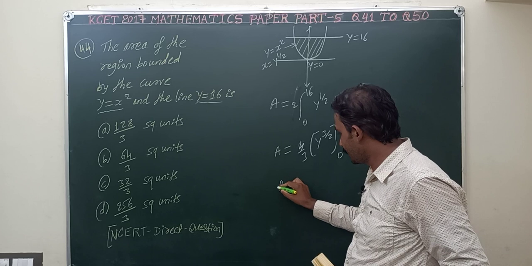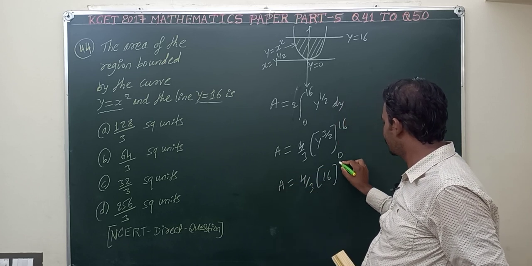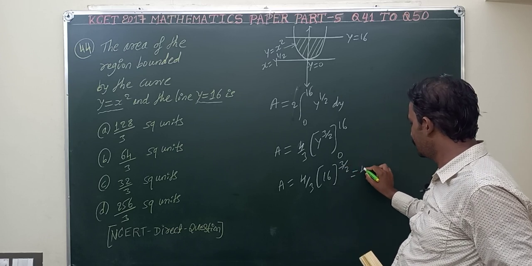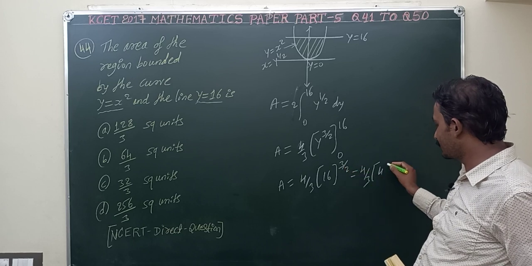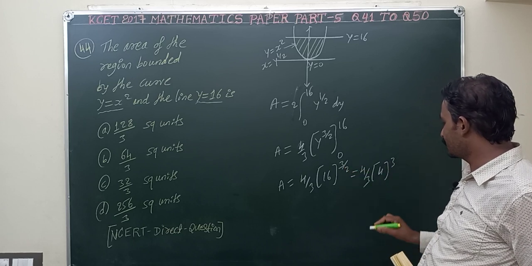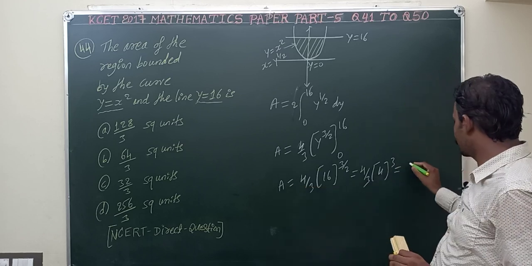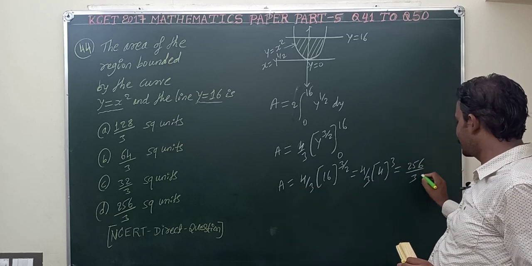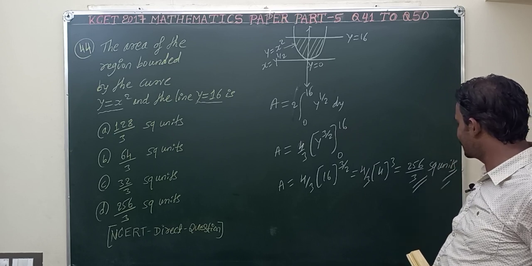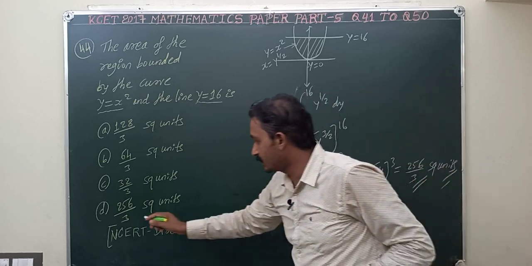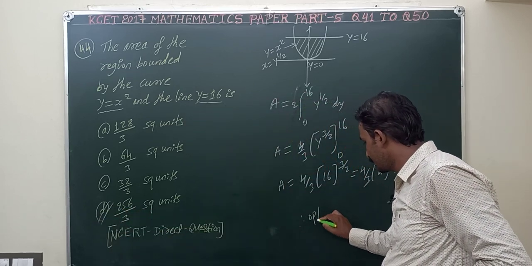Apply the upper limit, it becomes 16 to the power of 3 by 2, and the lower limit becomes 0 in this case. So 4 by 3, and 16 can be written as 4 square, 2 gets cancelled, 4 to the power of 3. 4 4s are 16, 16 4s are 64, 64 4s are 256. So 256 divided by 3 is the answer, square units. Option D is correct in this case.